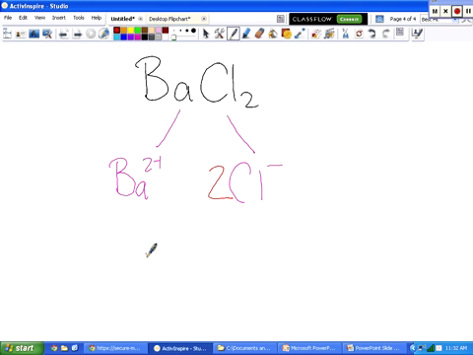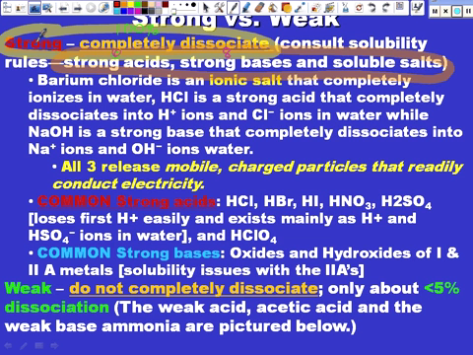So barium chloride is an ionic salt that completely ionizes. Hydrochloric acid is a strong acid that dissolves 100% into hydrogen ions and chloride ions in water, while sodium hydroxide is a strong base. So what will it ionize into? Sodium and hydroxide. So all three release mobile, meaning moving, charge. What's another way to say charged? Ions. Particles that are readily conducting electric current.